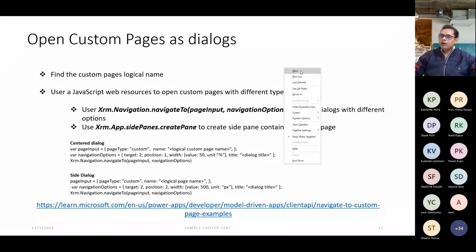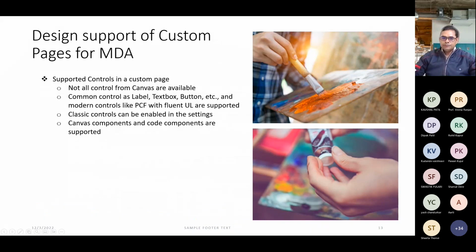I think next we are going to talk about the design support. From the control point of view, not all controls of the Canvas app are supported here, but a limited set of controls is supported, like label, text box, date picker, button, combo. All these controls are available here. Let me put a link in the chat window so that the audience can have a look at what controls are supported here in the Canvas app.